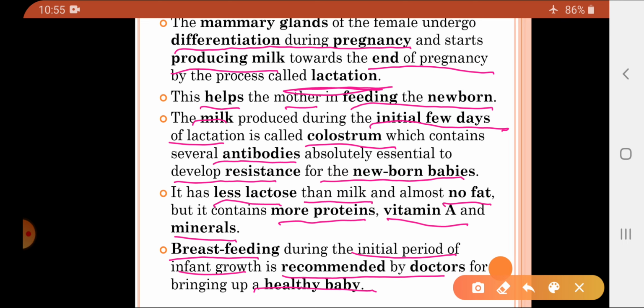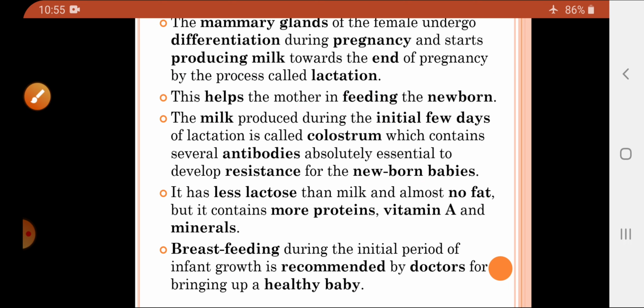So, here we come to the end of our chapter Human Reproduction. If you have any doubt, you can contact me. The topics which we have covered in this chapter are the male reproductive system, the female reproductive system, gametogenesis, that is spermatogenesis and oogenesis. We have studied the menstrual cycle, fertilization and implantation, embryonic development, parturition and lactation. If you have any doubt, you can contact me. Thank you, students.